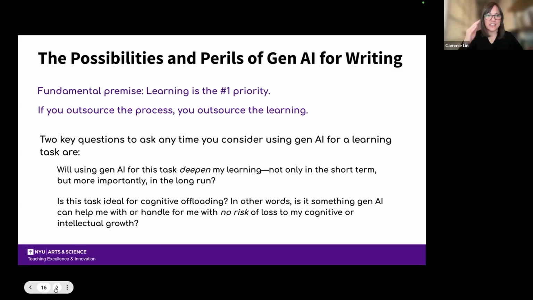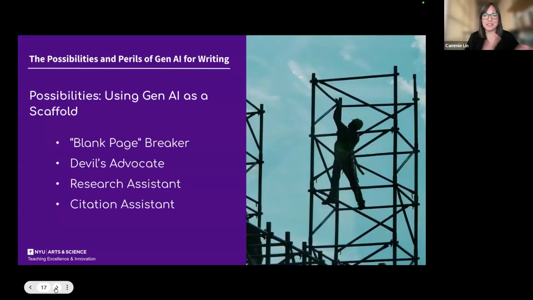If the answer is not yes to one of those questions, it seems fairly clear to me that if learning is your goal, then you should not be using Gen AI for that task, right? So that's the premise that I'm starting with: is this going to deepen your learning or not? And then I get into the possibilities and the perils of using Gen AI for writing.